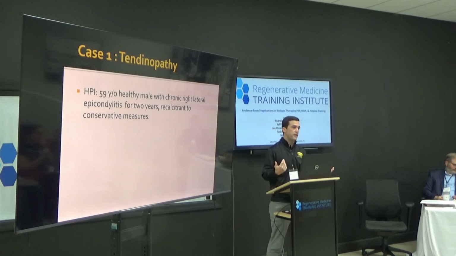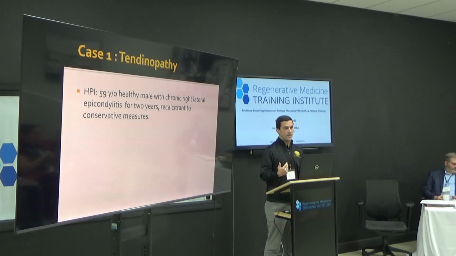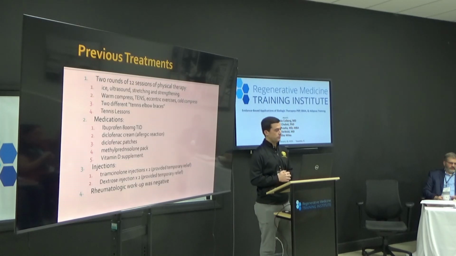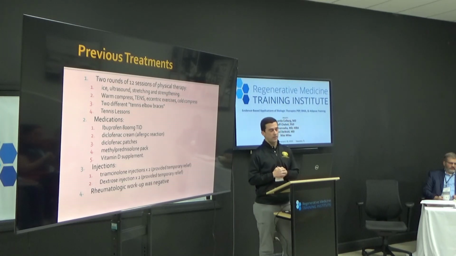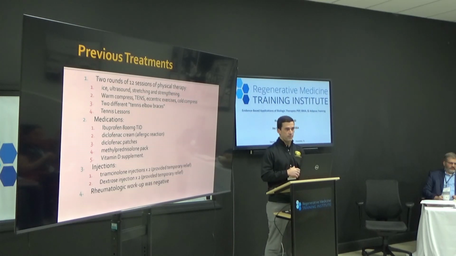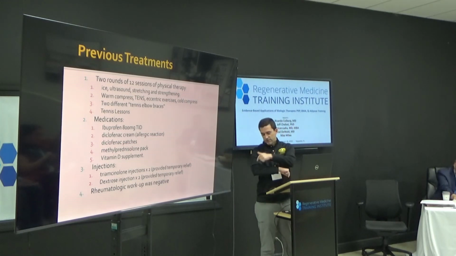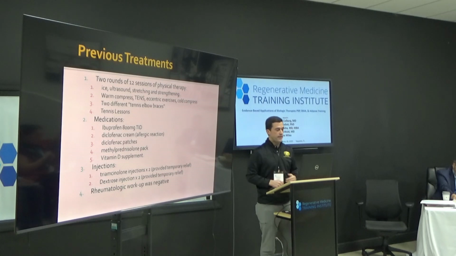So anyhow, this is a very common case that we see in clinic. It's a 59-year-old male that comes with chronic tennis elbow for 2 years, and this patient had just tried everything in the books. Had done 2 rounds of 12 sessions of PT. Multiple rounds of oral medications, topical medications, multiple rounds of steroid injections, prolotherapy injections with dextrose, and the patient was still not getting a response. They even got a rheumatology workup to see if maybe there was some sort of rheumatology issue. And it was all just focal lateral elbow pain.